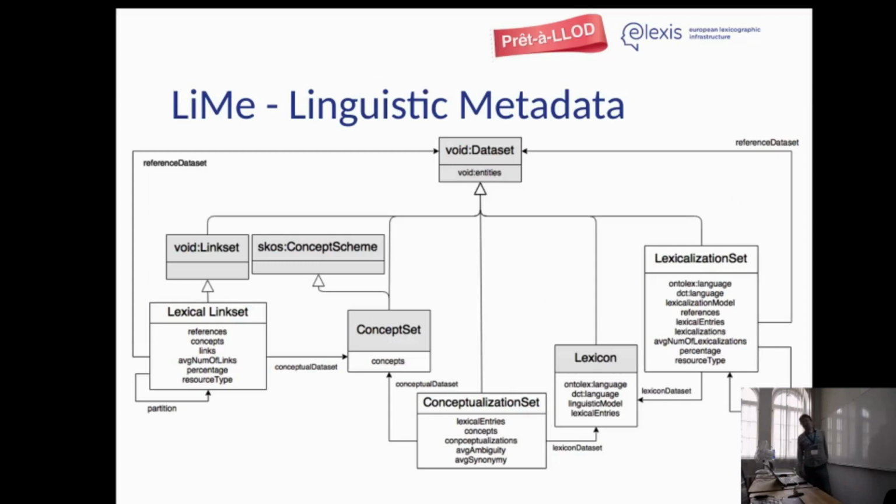In reality, Lime is fairly straightforward. It is just a big bunch of properties that we have that can say things about a particular model. So we can say that these are data sets, they can be lexicons, they can be conceptual sets, they can even be link sets. There's all kinds of properties like number of lexical entries, number of concepts, average ambiguity, so how many senses do we have on average per word, and so forth. So this allows us to get a lot of facts about a lexicon.